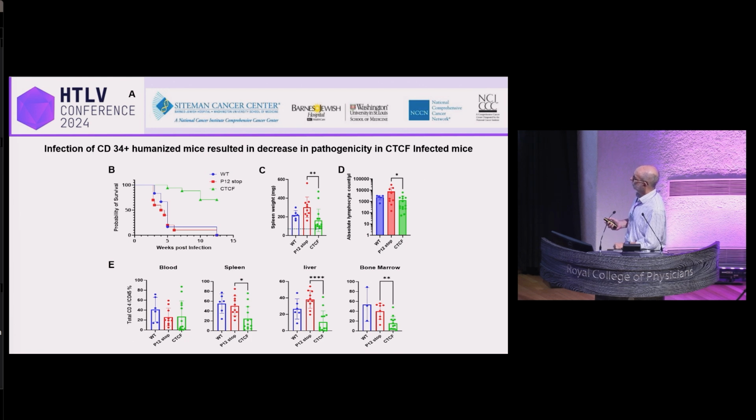You can see that the CTCF mutant infected mice had a lower spleen weight, lower absolute lymphocyte count, and at the time of necropsy, although the levels of CD4 infiltration in the blood were very similar, I just want to point out that necropsy was done at a much later time point in the CTCF mutant knockout infected mice compared to the P12 and wild-type infected mice. We saw lower levels at necropsy of CD4 infiltration in the spleen, liver, and bone marrow in the CTCF mutant infected mice.